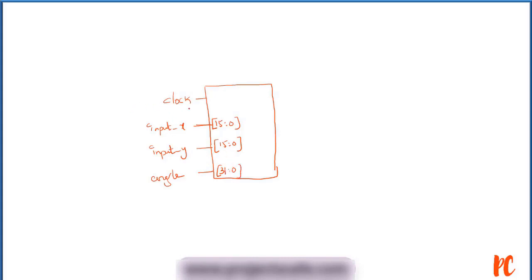So this is my internal part, the input circuitry, for which the output that I will be generating will be a cos signal, which will be of 16 bit, and a sine signal again which will have 16 bit. So 15 down to 0 followed by this one as 15 down to 0. So this will be acting as my DUT.